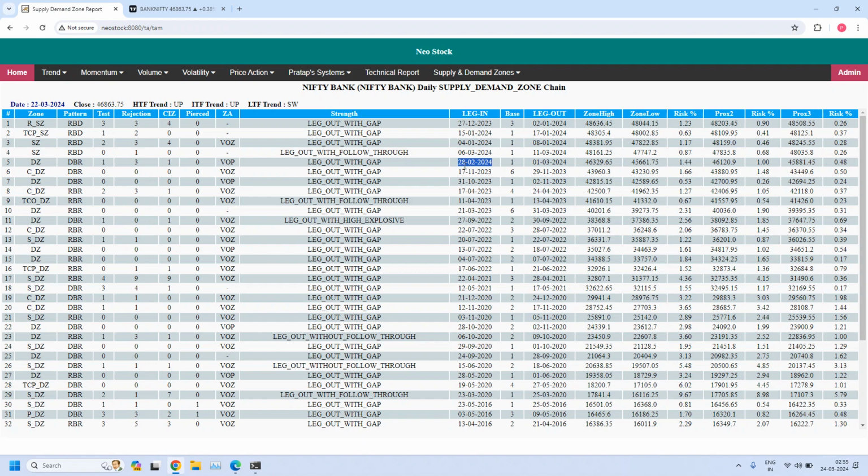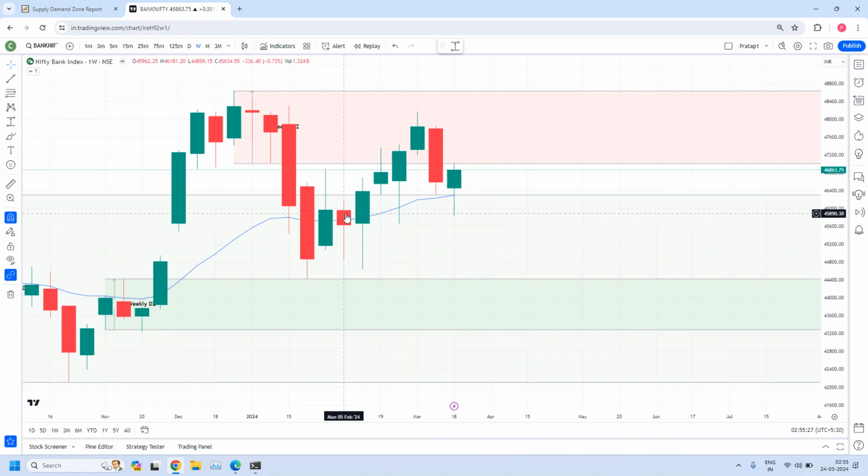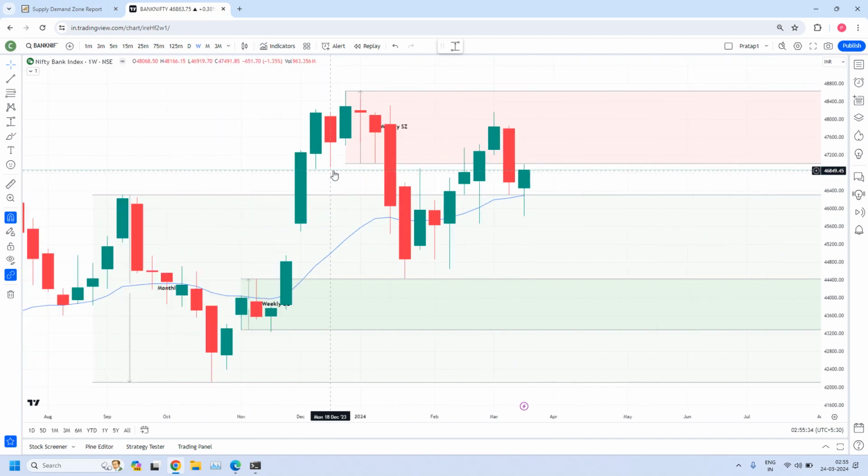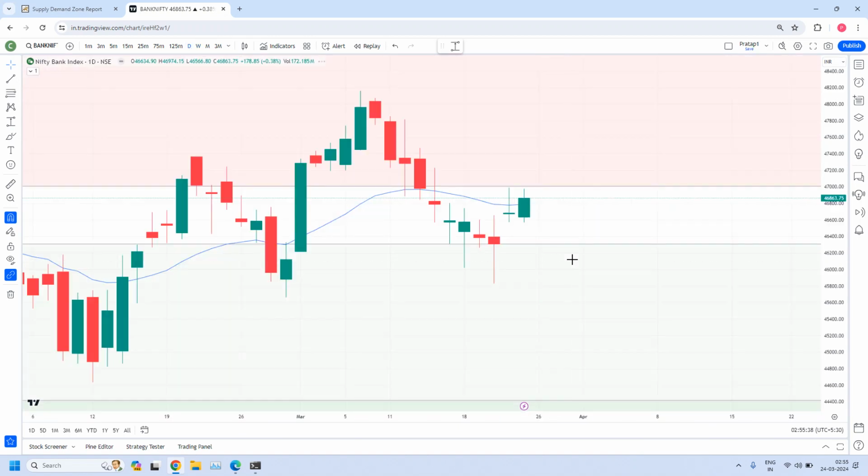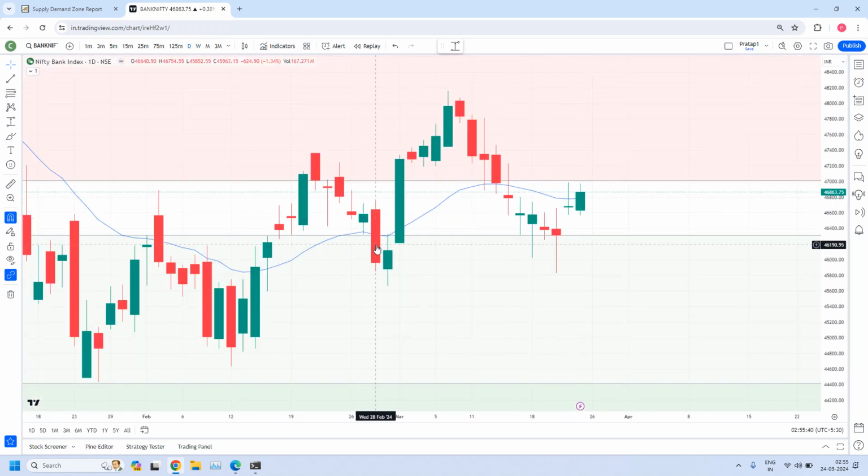This is demand zone, 28 February. Sorry, we are at weekly time frame. I'm sorry for my mistake. Let me change it to daily time frame. So this is 28 February. We have a base candle, and this zone is tested during this week.